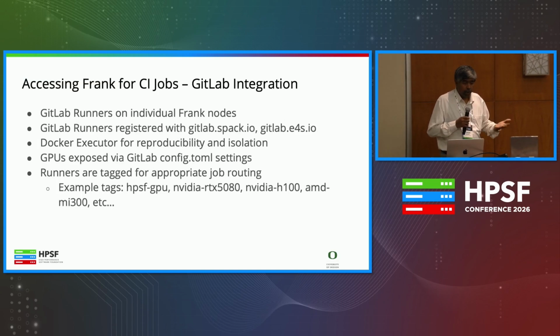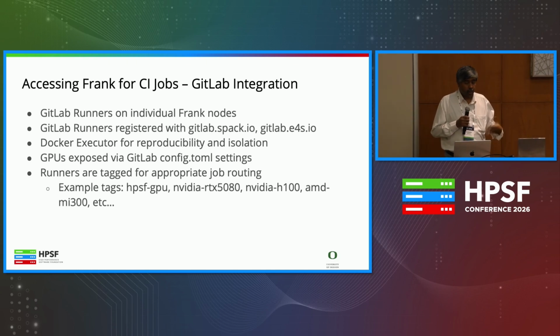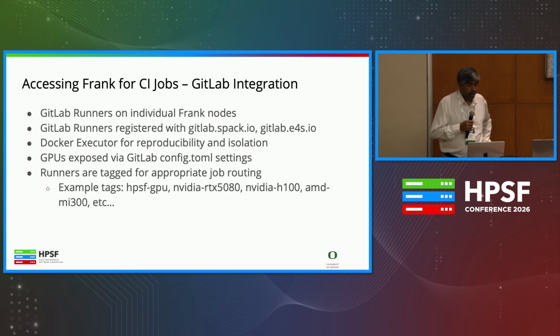If you are wondering how you access Frank for CI jobs and what the GitLab integration looks like, we have GitLab runners running on all these Frank nodes. They are registered with gitlab.spack.io and gitlab.e4s.io. We have a Docker executor for reproducibility, and we have GPUs exposed via Docker config.toml settings. And then runners are tagged.